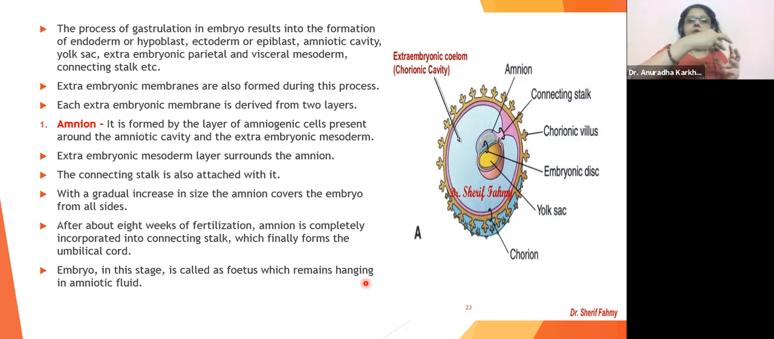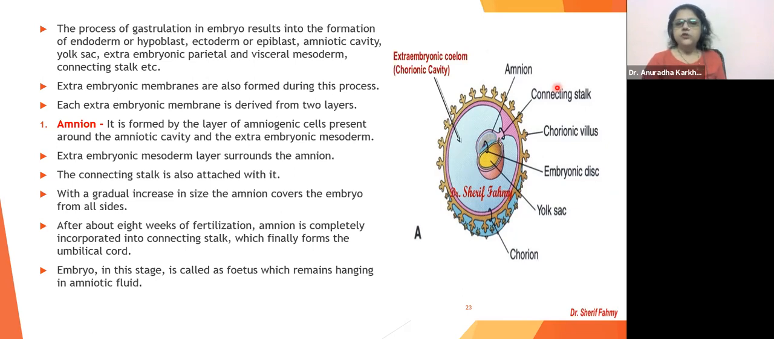Plus, it is going to extend along with the mesoderm to form the connecting stalk, and it will ultimately form the umbilical cord. So it's going to act like a passage for the transport of nutrients between the mother and the fetus. Got this? So here in this diagram, you can very well see, this diagram has been given.